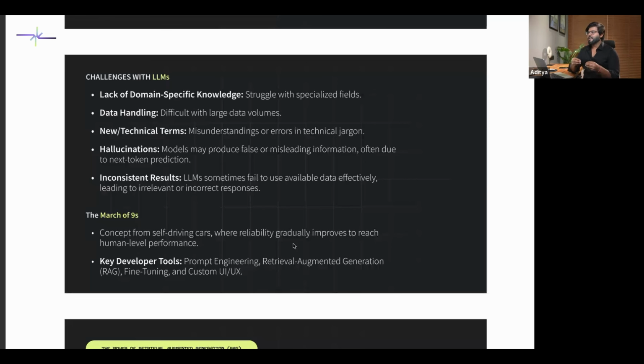Number one is the lack of domain specific knowledge. A general model might not know the latest niche facts or jargons. It knows only up to its training data cutoff, which could be outdated. Number two, the handling of data. They can struggle with extremely large data or context if not properly managed. And there are some technical terms. Sometimes they misunderstand new acronyms or names since they haven't seen them enough.